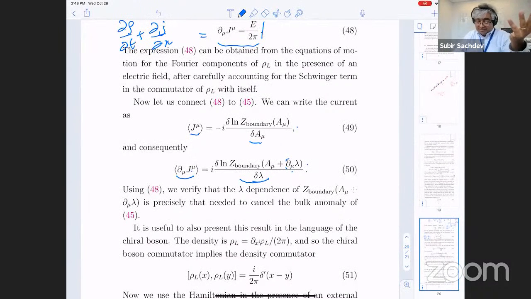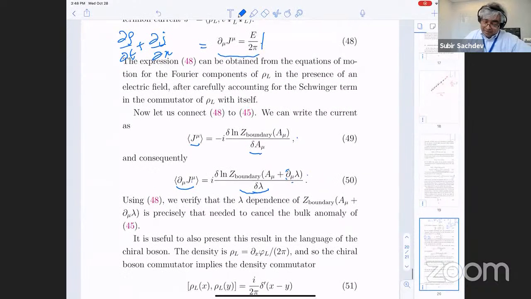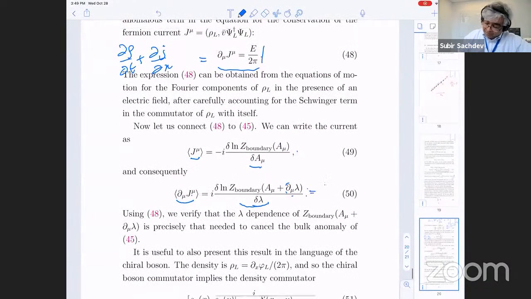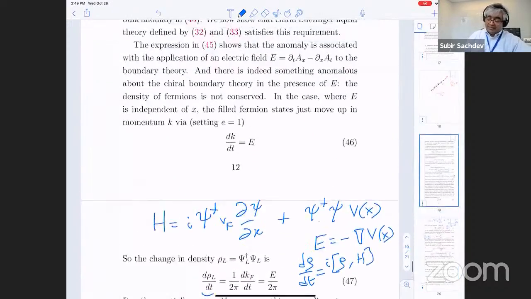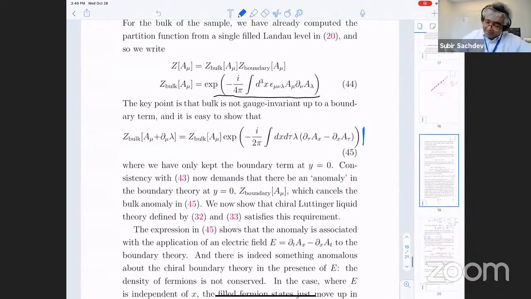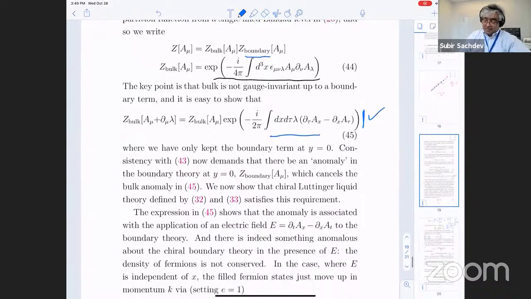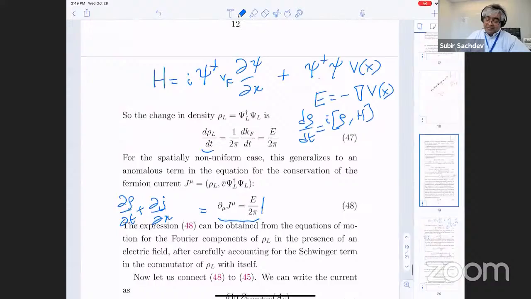Okay, but we know that's not the situation. So we know that d mu j mu is equal to a over 2 pi, e over 2 pi. And therefore, this tells us something about z boundary in a mu plus d mu. It must change by this amount to give you the a over 2 pi. And I haven't checked, and all the factors of plus and minus 1 have been fudged here. I haven't had time to check them. That's exactly what z boundary is. So this term gets canceled by z boundary because of this chiral anomaly.